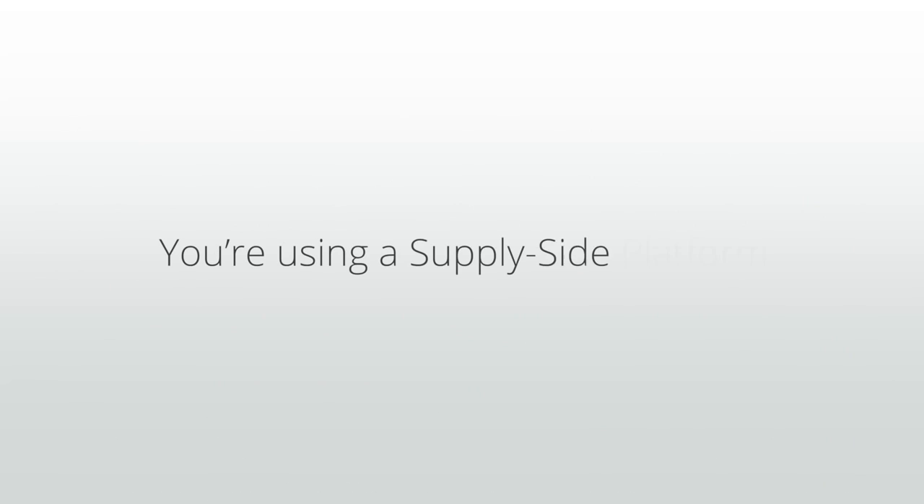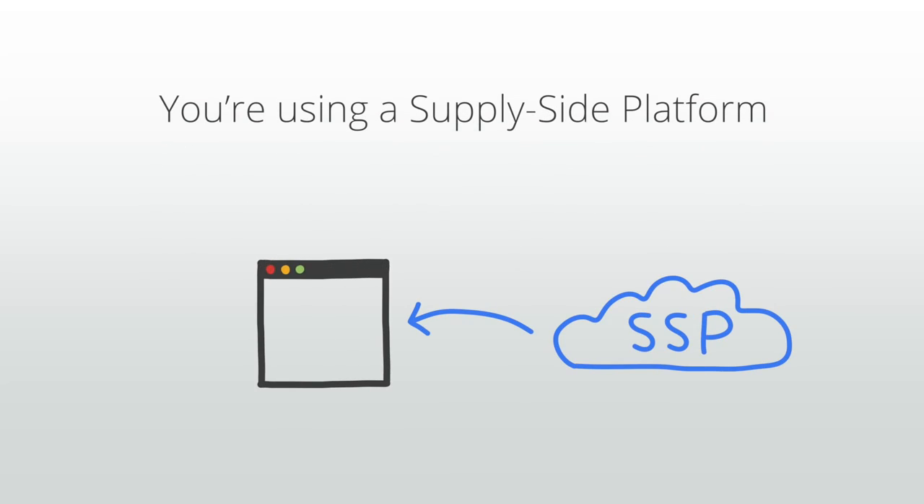You're using a supply-side platform, SSP. If you make use of a supply-side platform like an ad server or a yield manager and you're receiving rejected ad request errors with their URLs, please contact the supply-side platform to determine the best way to ensure that the correct site information is passed in your ad request.